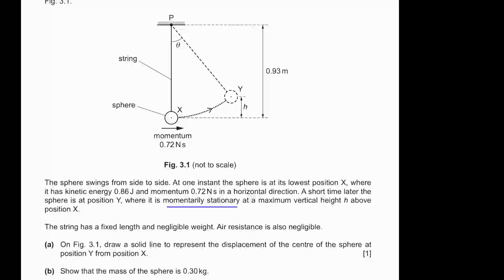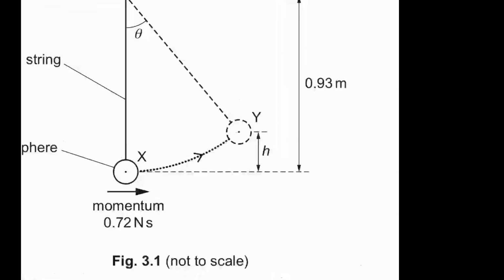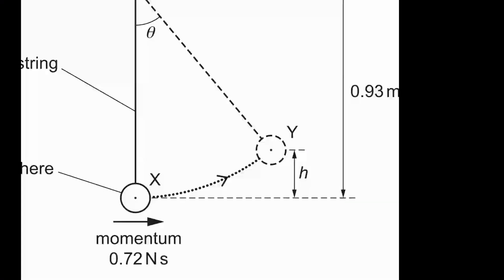At a maximum vertical height, it's about the point position x. The string has a fixed length and a negligible weight. Air resistance is also negligible. On figure 3.1, draw a solid line to represent the displacement of the center of the sphere at position y from position x. Guys, displacement means the shortest distance between the initial and the final points. So the displacement of y from x means you connect these two centers with a straight line, that is the displacement of the point y with respect to the point x.